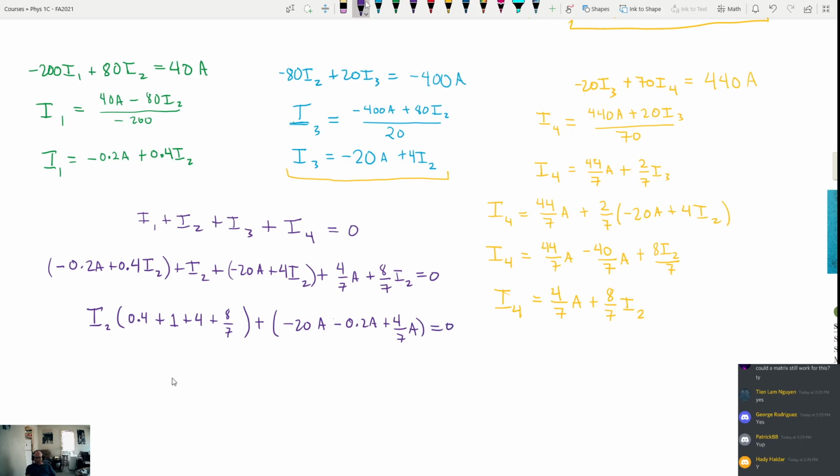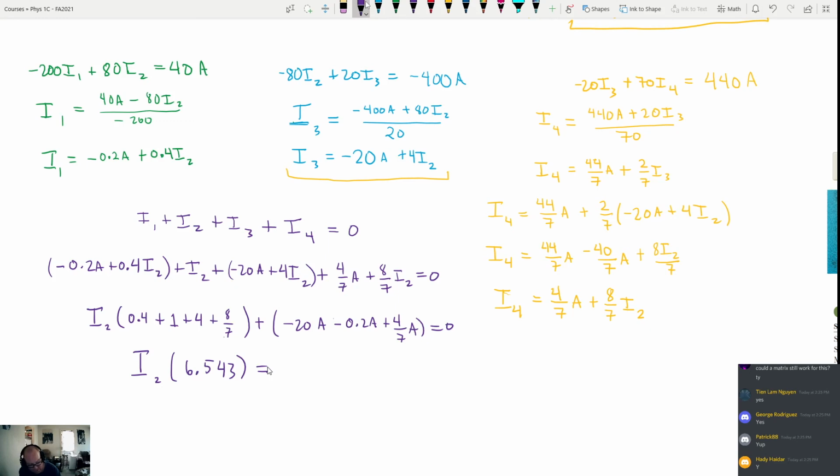So we end up getting all this stuff added together. We're not going to do common denominator, we're just going to add it up. So 1 plus 0.4 plus 4 plus 8 divided by 7. So we get 6.5428. I don't know how many digits to keep here. I2 is going to be multiplied by 6.543. We'll cut it off right there. And there's no unit. And that should be equal to, if we take negative 20 plus negative 0.2 plus 4 divided by 7.